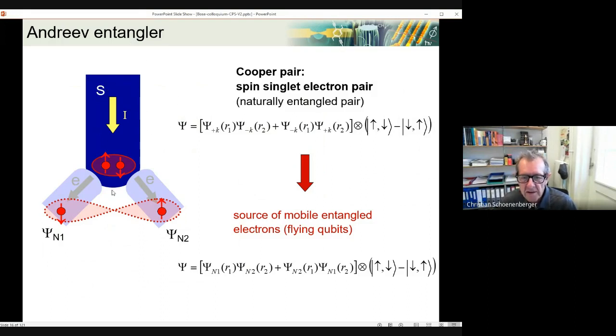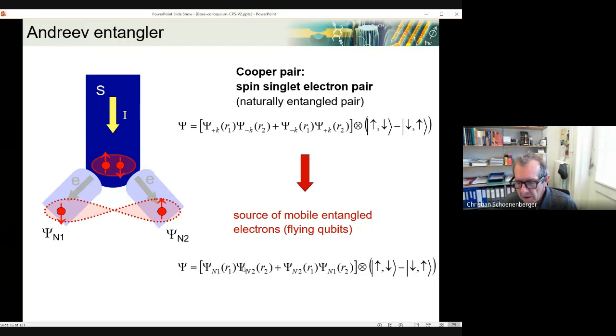You take a BCS type superconductor. They have these Cooper pairs, and what you want to achieve is to have two normal leads where you can send out the two electrons of the Cooper pair. One electron of the Cooper pair goes to the left arm, and the other electron to the right arm. In this way, you convert the orbital wave function term of this Cooper pair into propagating modes in the lead. N1 is the lead on the left, and N2 is the lead on the right.